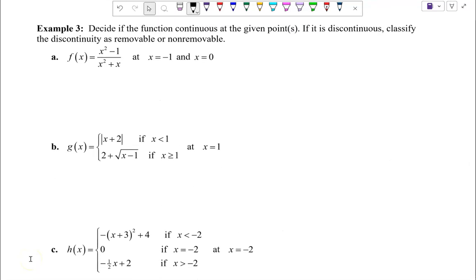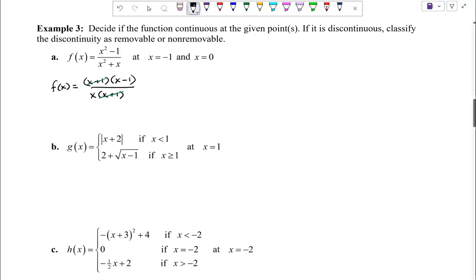Example 3, decide if the function is continuous at the given points. If it is discontinuous, classify the discontinuity as removable or non-removable. Part A, f of x is equal to x squared minus 1 over x squared plus x, and we're going to check x equals -1 and x equals 0. Let's go ahead and factor the numerator as a difference of squares, and the denominator factoring out the GCF x. We notice immediately that the factor x plus 1 is going to cancel in the numerator and denominator.